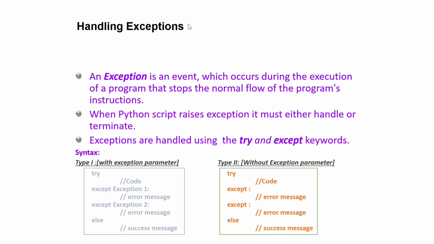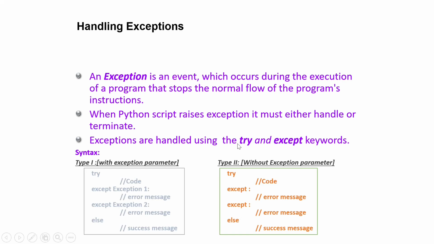What do you mean by exception handling? Why are we doing exception handling in programming languages? What is the requirement of this? An exception is an event which occurs during the execution of a program that stops the normal flow of the program instructions. When a Python script raises an exception, it must either handle it or terminate, right? So obviously an exception is going to stop the normal execution of the program.